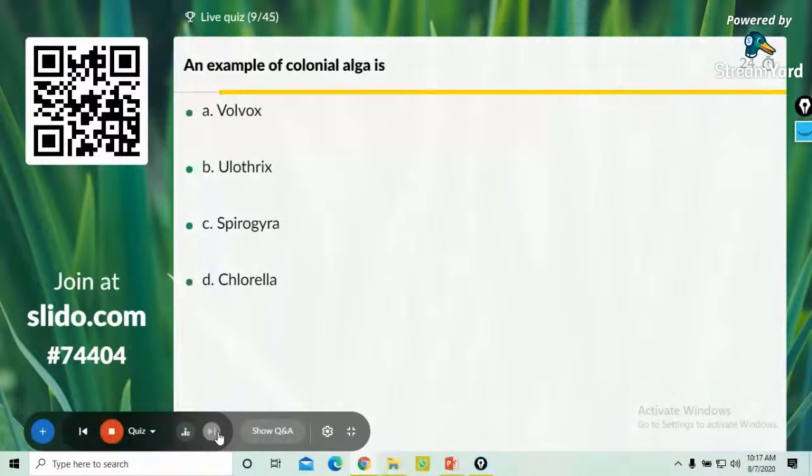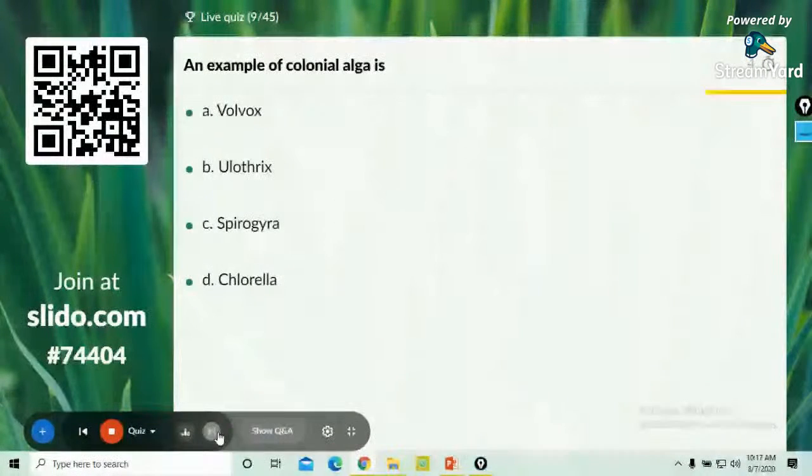An example of colonial algae is option A Volvox, B Eulythrox, C Spirogyra and D Chlorella. Volvox, Eulythrox, Spirogyra, Chlorella. Example of colonial algae.